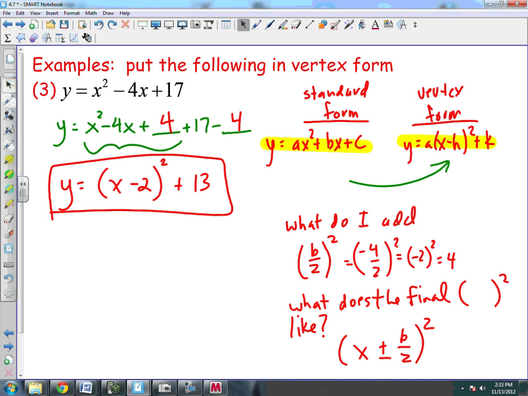I changed the equation that was in standard form into an equation that is now in vertex form by the process called completing the square.